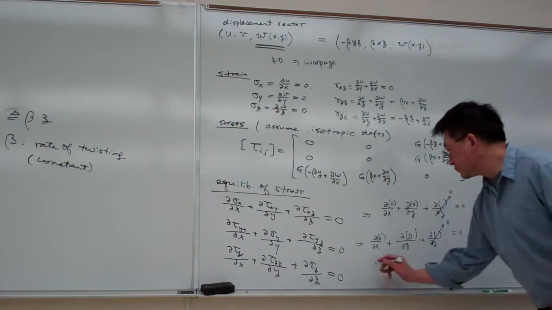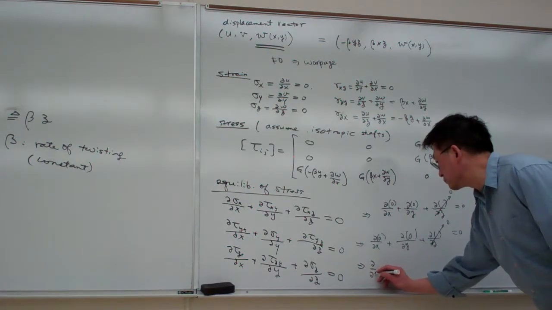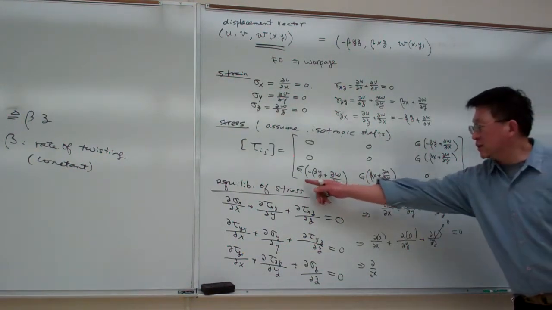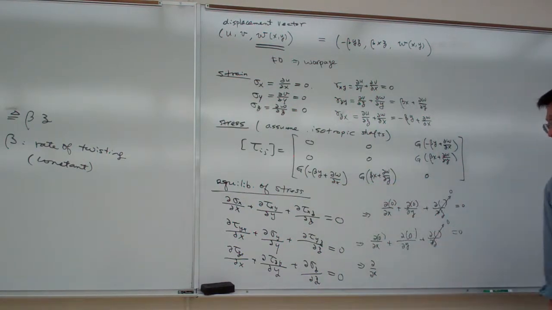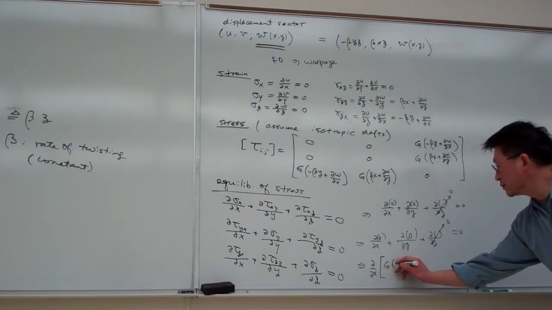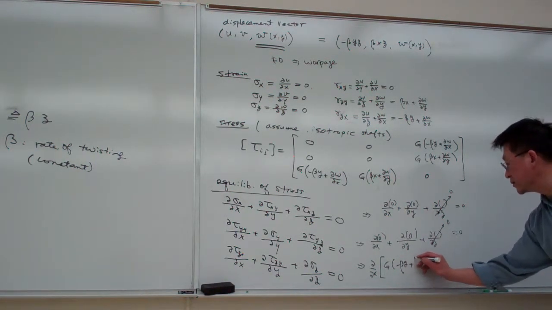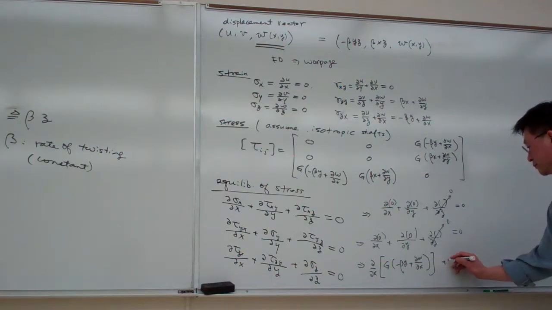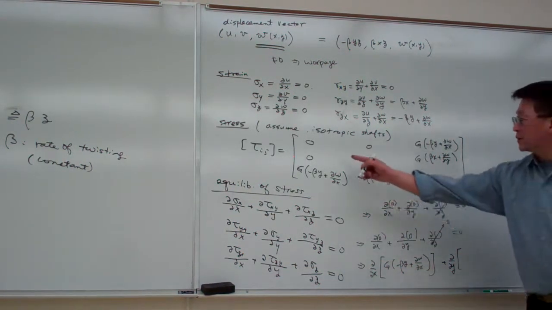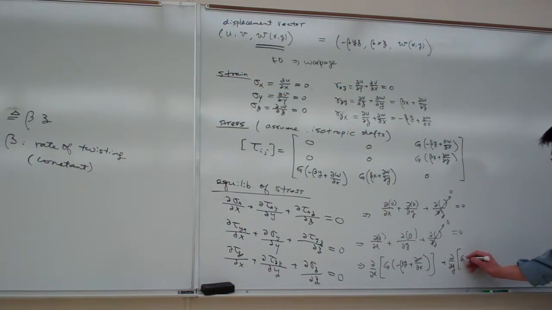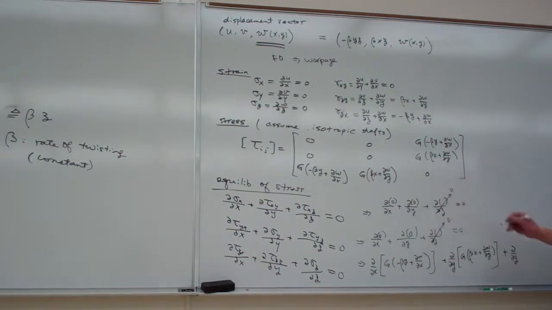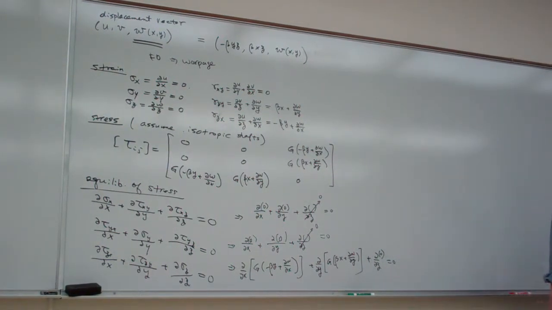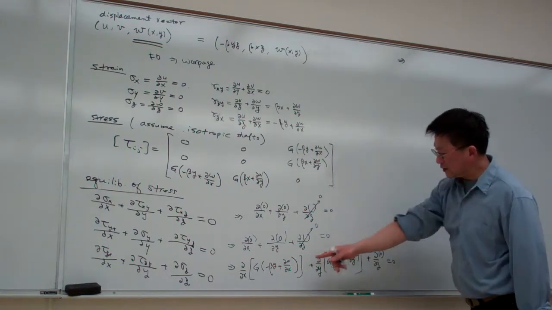How about the third one? Partial of tau zx is this component, which is a function of x, so I need to write it out: G times (minus beta y plus partial w partial x). And then the second term is equal to this component, G times (beta x plus partial w partial y), plus the partial z of the third term, which equals 0.